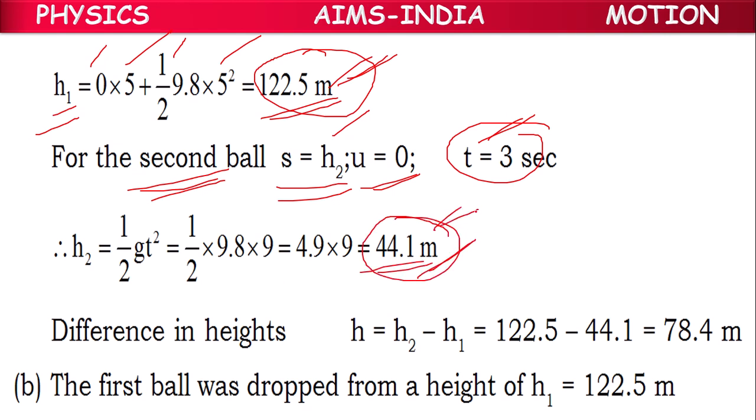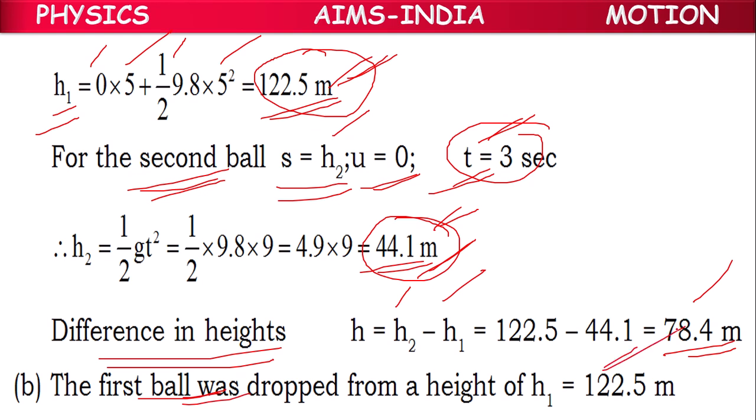From less height it has been thrown. So that's why it has taken less time. But both of them reached the ground at the same time. So difference in heights, how much? h2 minus h1, 78.4 meter. First ball dropped from a height of 122.5 meter. Okay children.